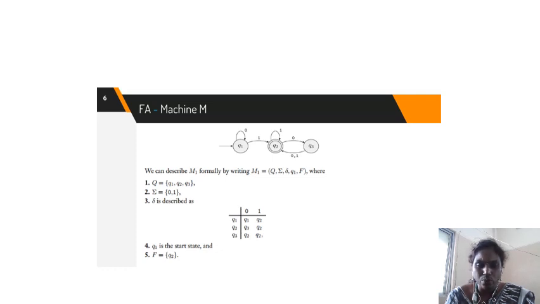In Q2, if you give 1 it goes to Q2. In Q2, if you give 0 it goes to Q3. In Q3, if you give 0 it goes to Q2. In Q3, if you give 1 it goes to Q2. Okay, this is the given question.